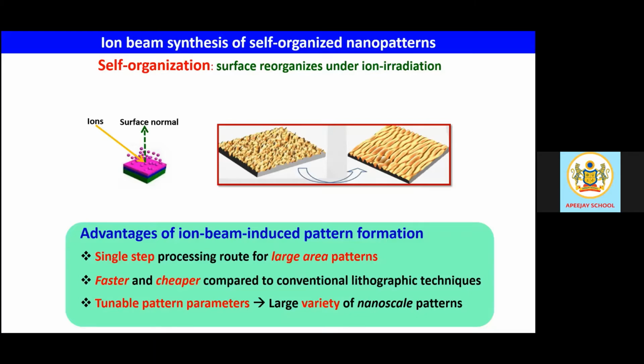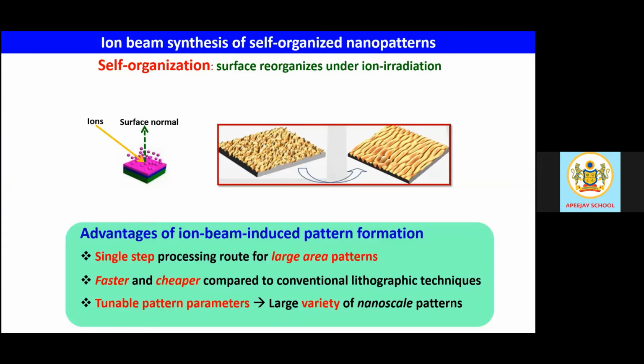gets reorganized under ion irradiation. So this is a real-time morphological image obtained from an atomic force microscope, and it's generally at an oblique incidence for low or intermediate energies, meaning a few hundreds of electron volts up to a couple of hundreds of kilo electron volts of ion energies.